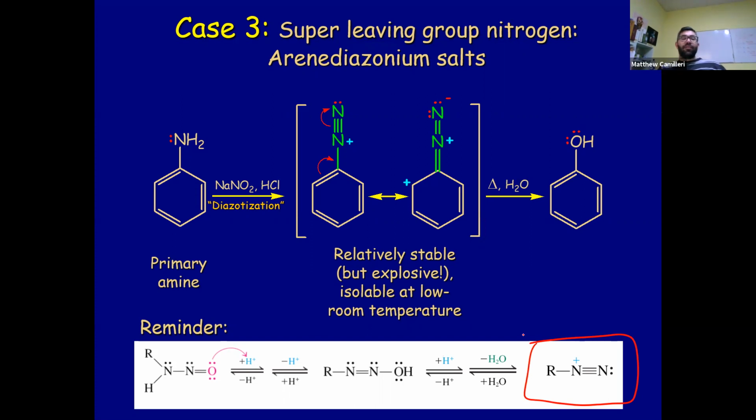This only works for primary amines. It will not work for secondary or tertiary amines. The reason for this is that for anything bigger, secondary or tertiary, you will not have enough hydrogens to lose to produce the linear structure RN2 plus. I'm not going to go into the mechanism. If you have problems with this mechanism, one second. No, we've done this last week.